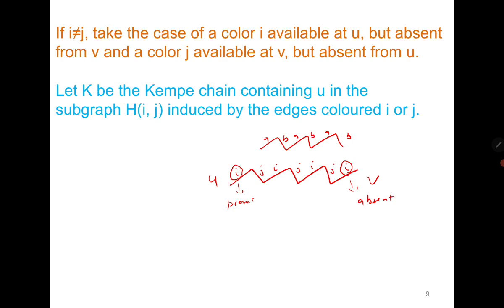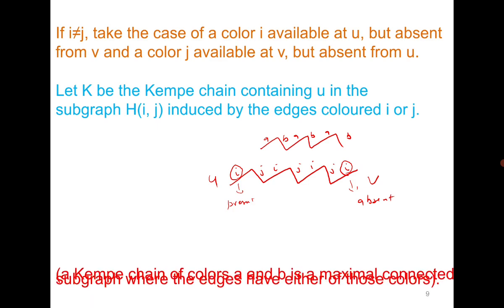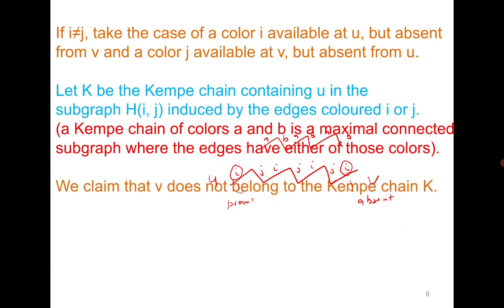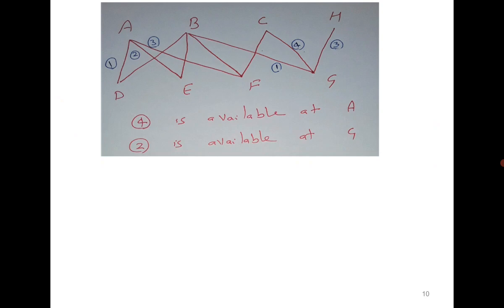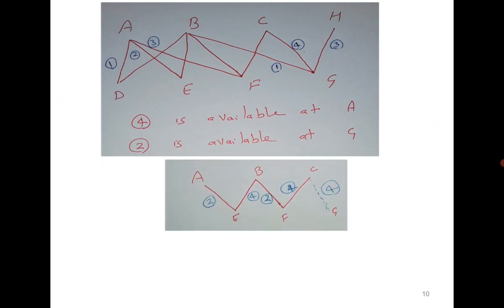So since the path length must be odd, there cannot be a Kempe chain, or an alternately colored path, from U to V. So a Kempe chain is this, and we claim that V does not belong to the Kempe chain. This is the situation, and this is what we are claiming: if you start with color 2, then 4, then 2, then 4, and then again 2 is not possible here, because we have already assumed that 2 is not here. You can see that 2 is absent from here.